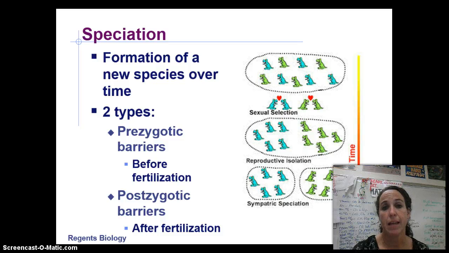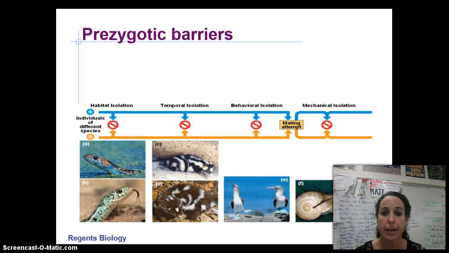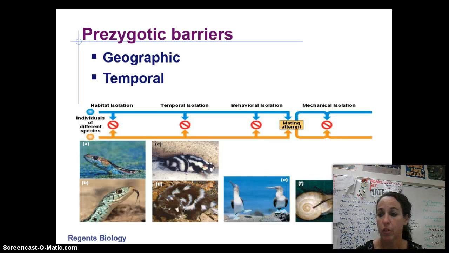Post-zygotic barriers mean that the egg has been fused together, but for some reason the organisms don't develop. There are different ways that that happens, and we'll talk about each of those. On your sheet, you'll see that you have them all listed. The pre-zygotic barriers, there are 4 of them that we're going to talk about. Make sure that you write the definition down as well, okay?